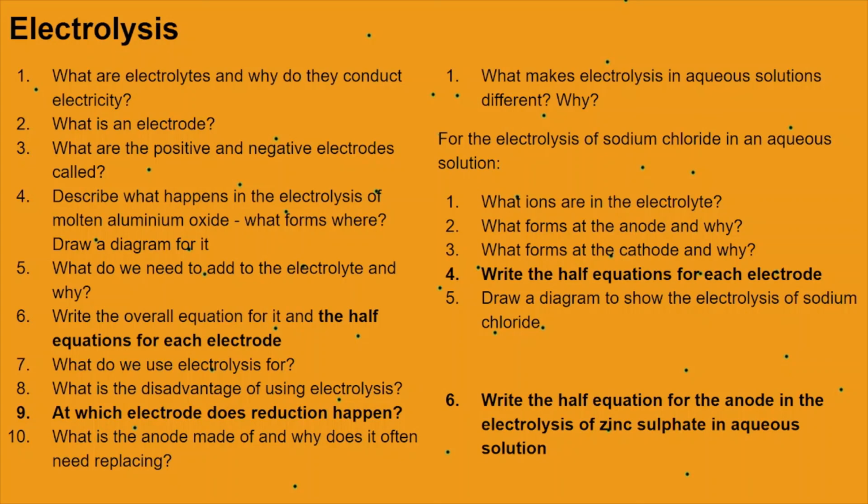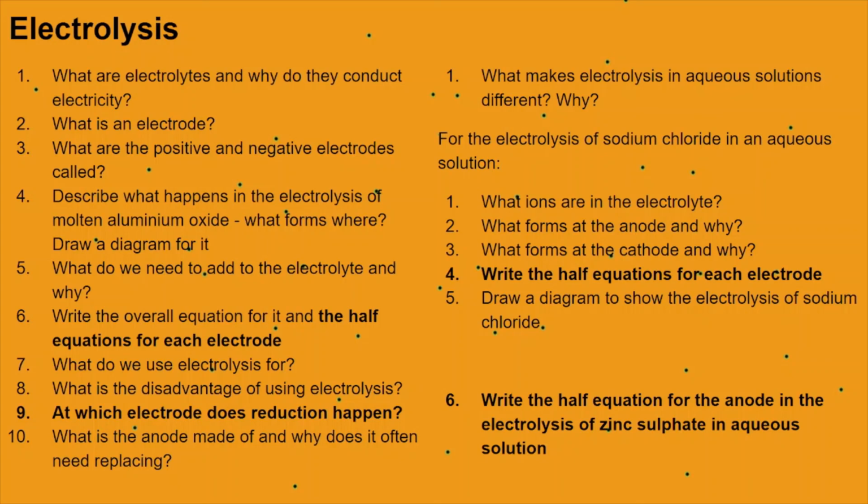However, if no halide ions are present, so for example in aluminium oxide, the negative ion is oxide ions, then the OH- ions will go to the anode instead of the oxide ions. So if we take our example of sodium chloride, we have our chloride ions and our OH- ions. We check, is chlorine a halide? Yes, it is. So therefore, at the anode, in the electrolysis of sodium chloride in an aqueous solution, chlorine will form.